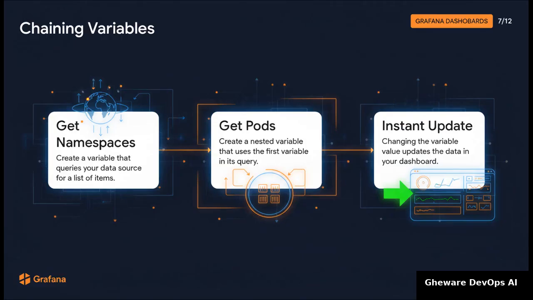And it gets even cooler. You can actually chain these variables together. So you could have a dropdown that queries Prometheus for all of your namespaces. Then, when you pick a namespace, a second dropdown automatically populates with just the pods in that namespace. It creates this super slick, intuitive drill-down experience for anyone using your dashboard.